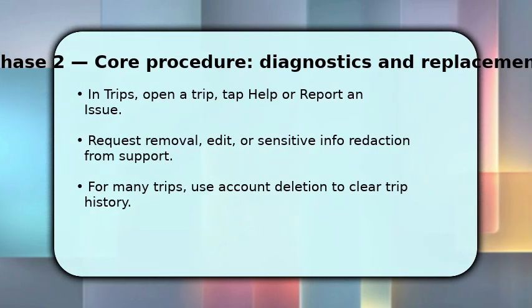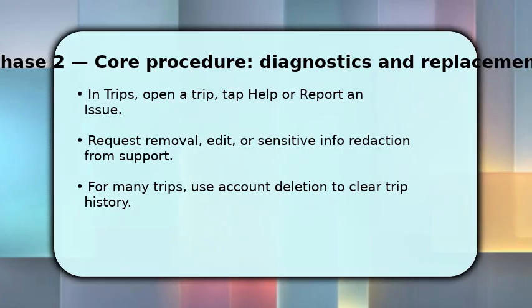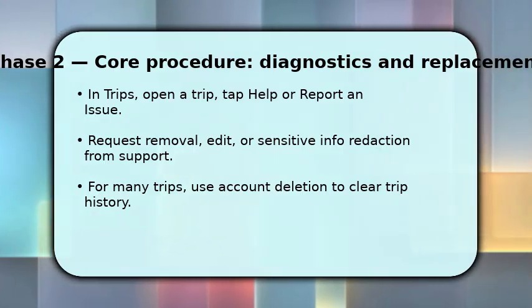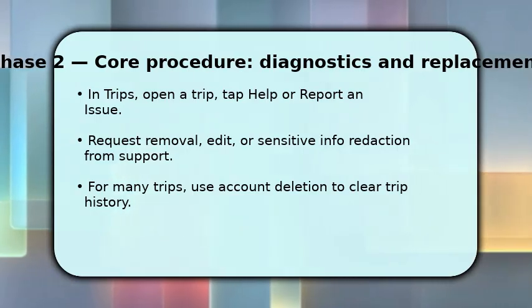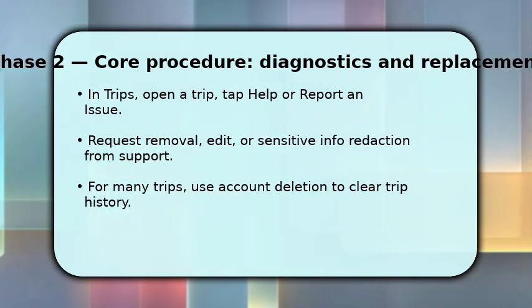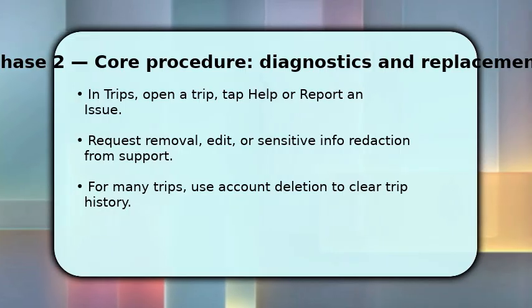You now remove or redact specific trips. Open a trip, tap Help or Report an issue, and choose the reason related to data or receipts. Explain clearly why you want the record removed: privacy, mistaken booking, or sensitive info, and request redaction.